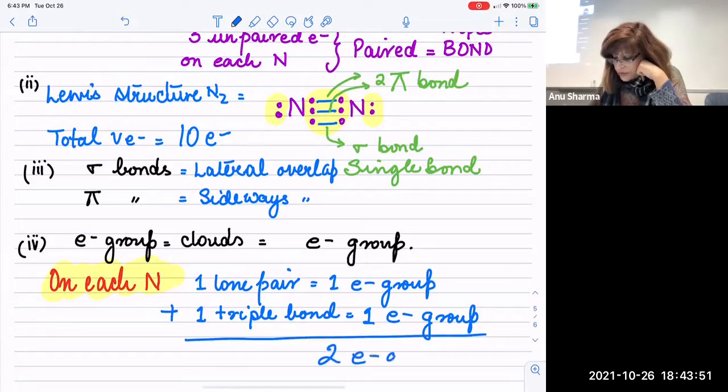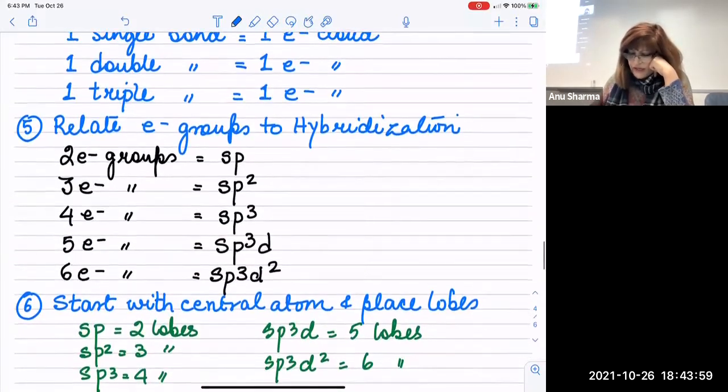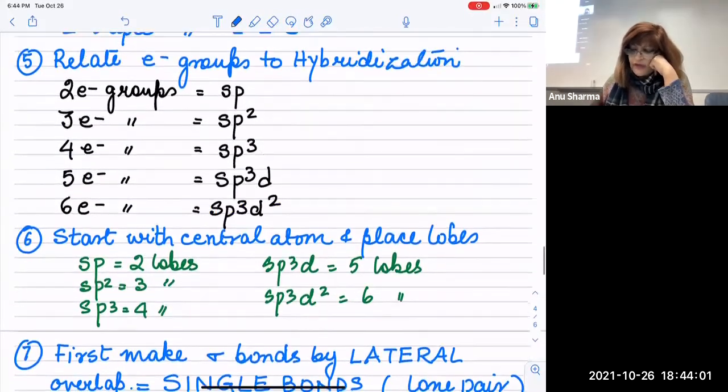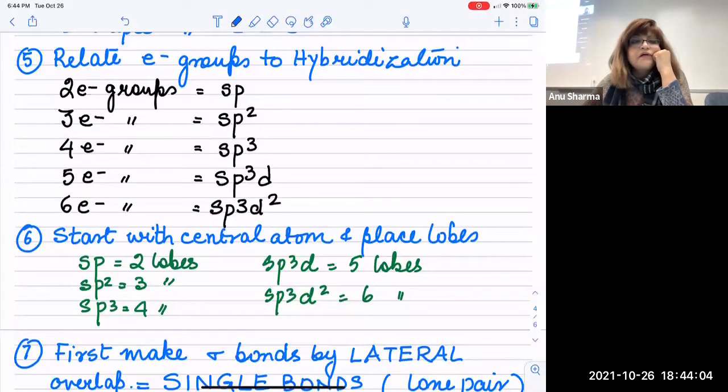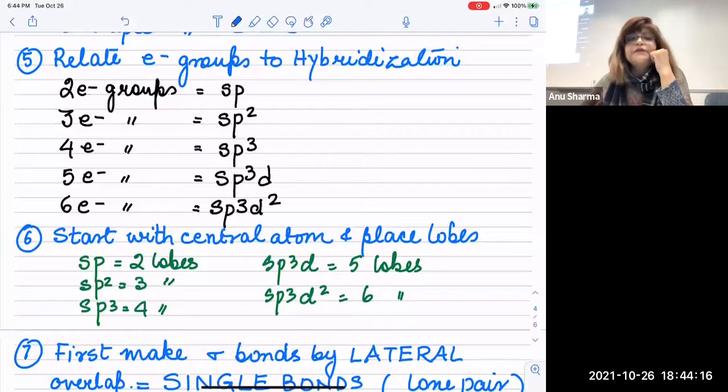Two electron groups. So two electron groups relate to what? According to this, if there are two electron groups, what kind of hybridization is that? Yes, and lone pair is good. Thank you. SP hybridization. Two electron groups relate to SP hybridization. How many lobes should I make on nitrogen? Two. You got it.